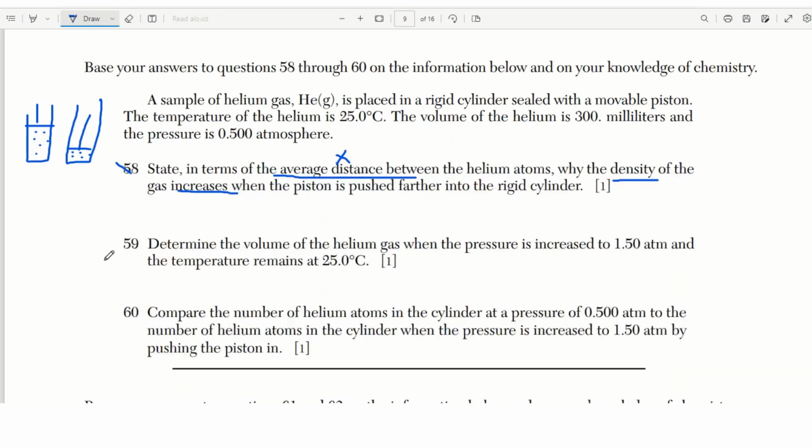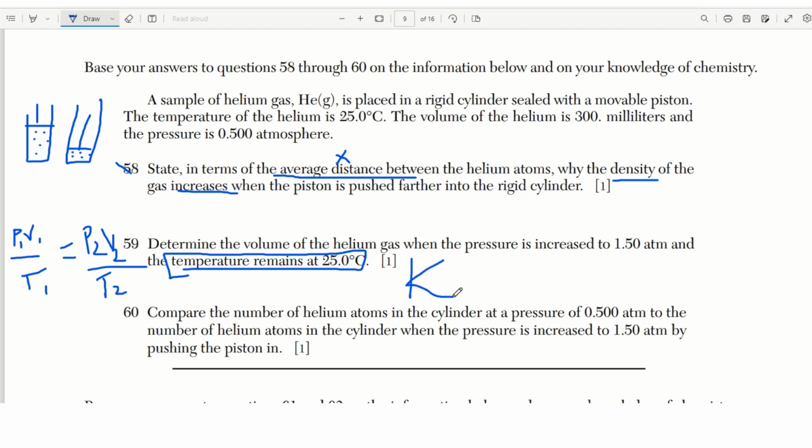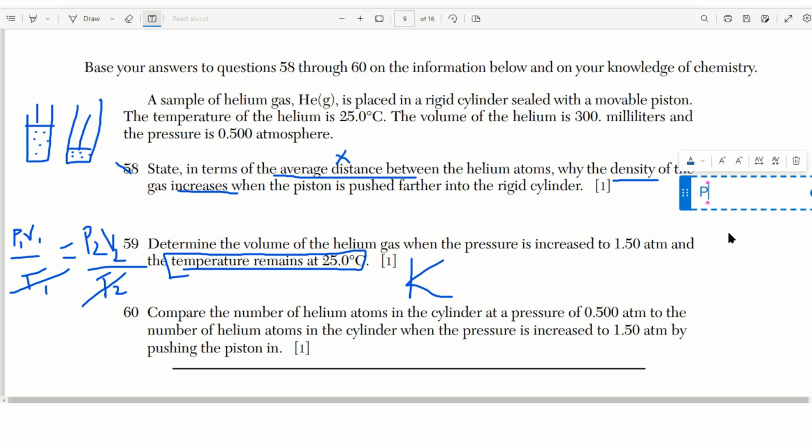All right, so it is P1 V1 over T1, right, equals P2 V2 over T2. But it says the temperature remains at 25. So first, what you should remember is temperature always has to be in Kelvin. But since the temperature is constant, I can just cross it out. All right, so that makes my life a little easier, and my formula just becomes, let me just write it over here, P1 V1 equals P2 V2.